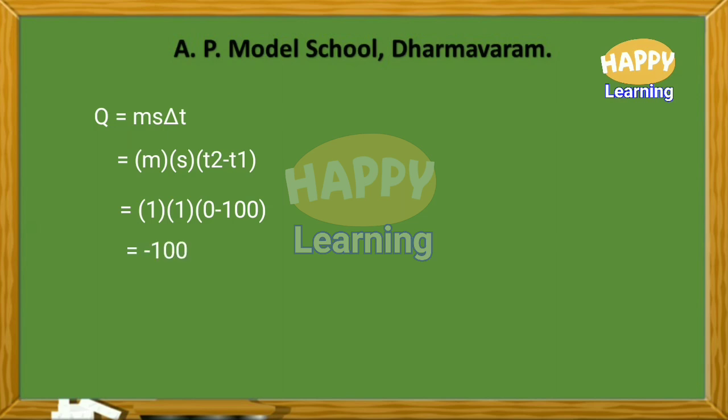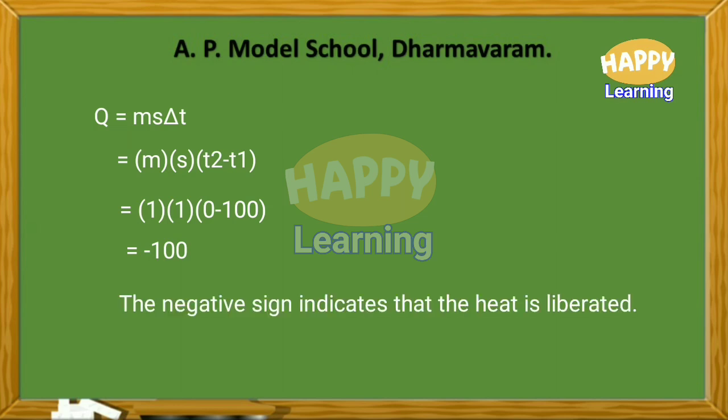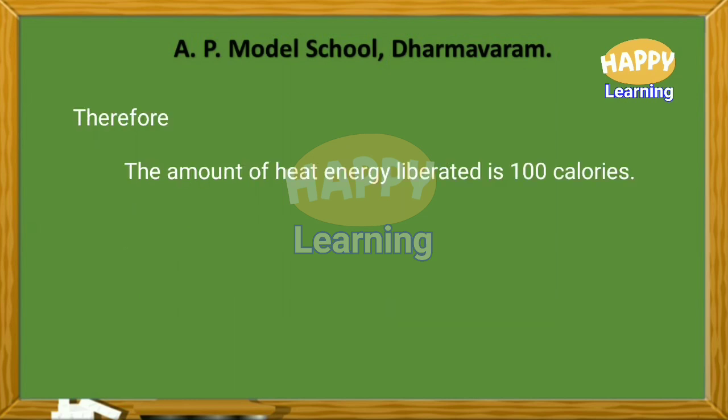On simplification, that will be equal to minus 100. Therefore, we got Q equal to minus 100. The negative sign indicates that the heat is liberated. Therefore, the amount of heat energy liberated is 100 calories.